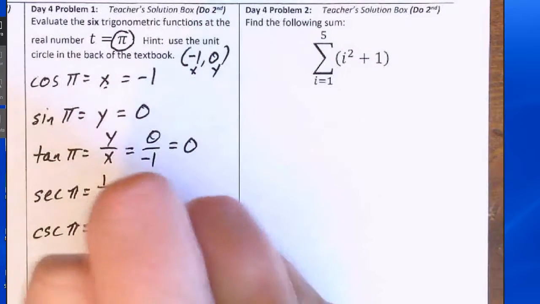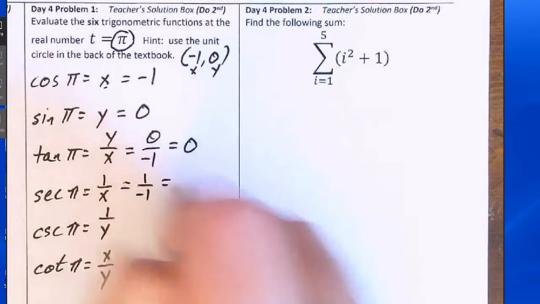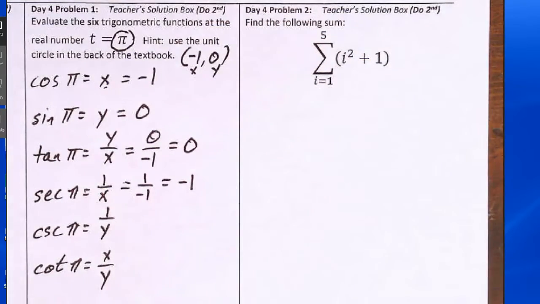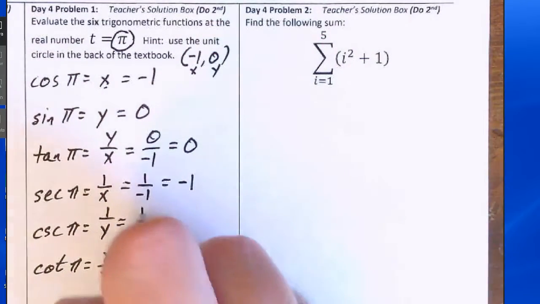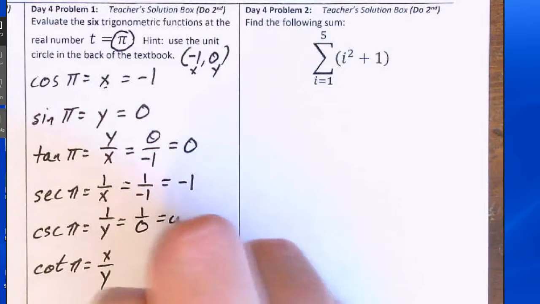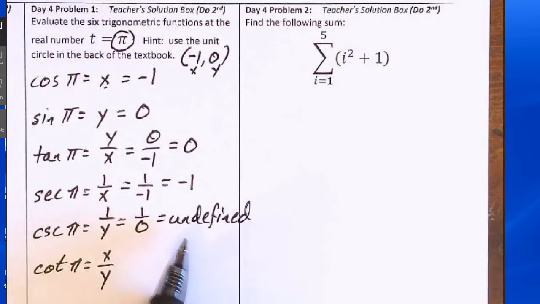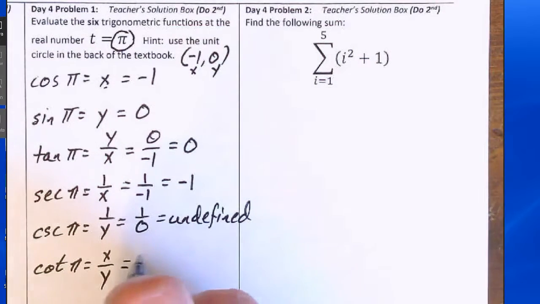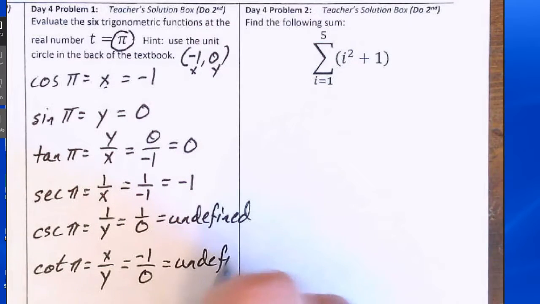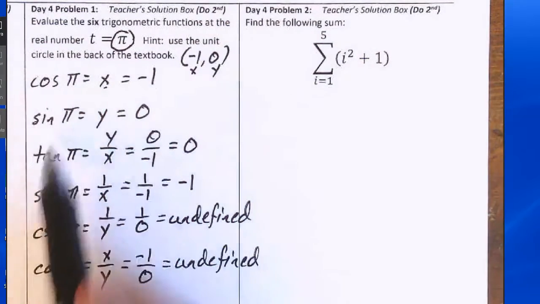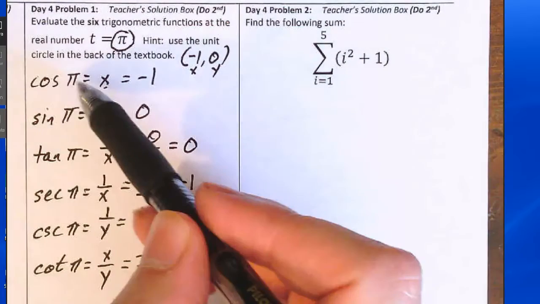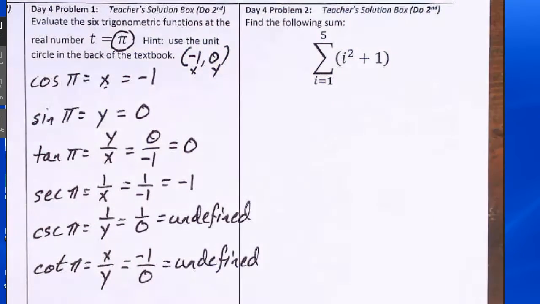1 over x is going to be 1 over -1, and that turns out to be -1. 1 over y is 1 over 0. We have to write undefined for that one. If you try doing that one on a calculator, it would say error. And the last one, x over y, is going to be -1 over 0. And again, we have to say undefined. So here are our values for the 6 trigonometric functions for the angle pi radians.